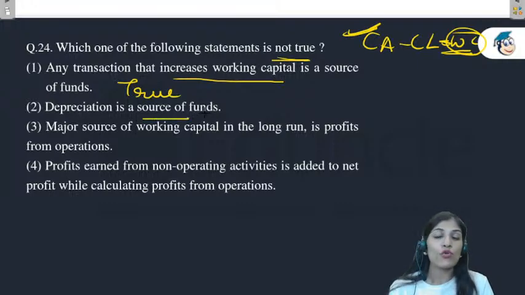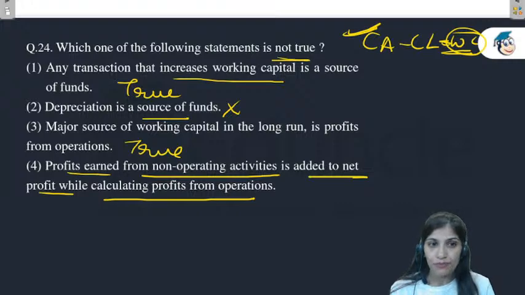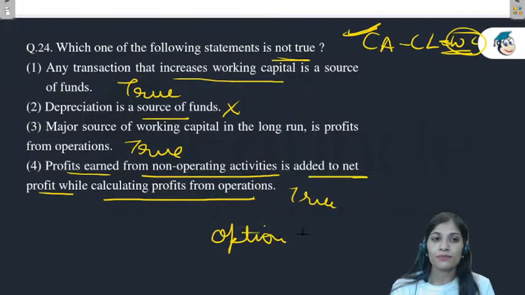Depreciation is a source of fund. No, depreciation is not the source of funds. Okay, it is wrong. Major source of working capital in the long run is profits from operations. That is true. Profits earned from non-operating activities is added to net profits while calculating profits from operations. Yes. Non-operating activities profits is to be added in the net profit. Correct. So option number 2 is the answer.